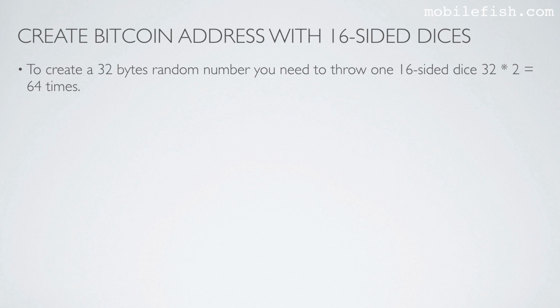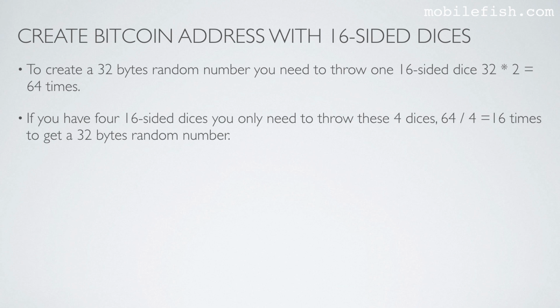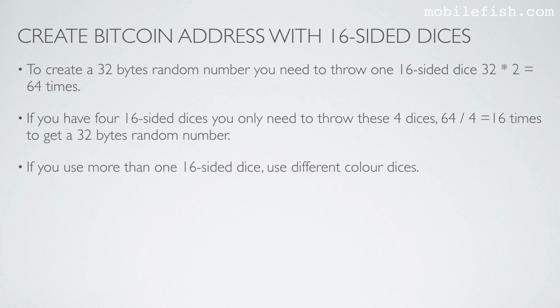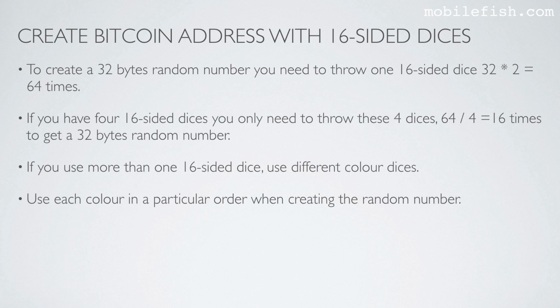To create a 32 bytes random number, you need to throw one 16-sided dice 32 times 2 is 64 times. If you have 4 16-sided dice, you only need to throw these 4 dice 64 divided by 4 is 16 times to get a 32 bytes random number. If you use more than one 16-sided dice, use different color dice. Use each color in a particular order when creating the random number.